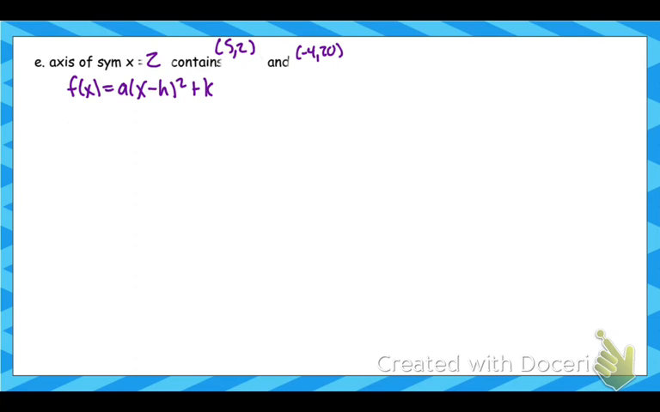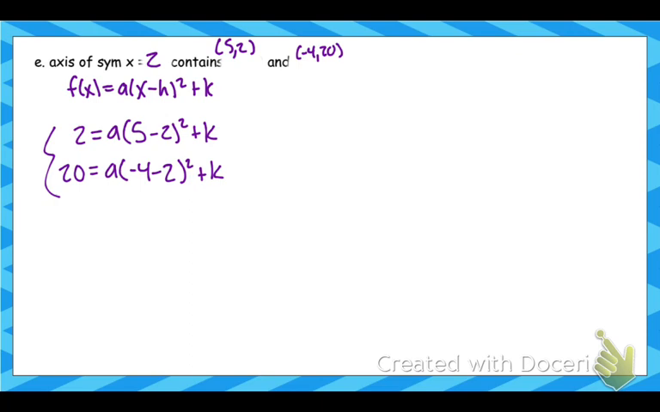Let's fill in the first point, so 5, 2. So 2 is equal to a, x is 5, h is 2, I don't know k. All right, equation number 2, 20 is y, I don't know a. When y is 20, x is negative 4, h is 2, I don't know k. So this is my system.